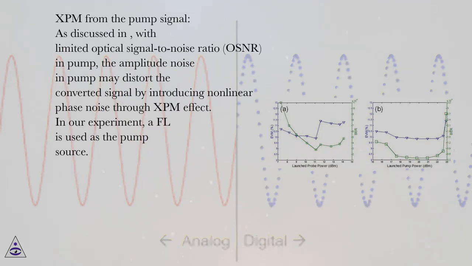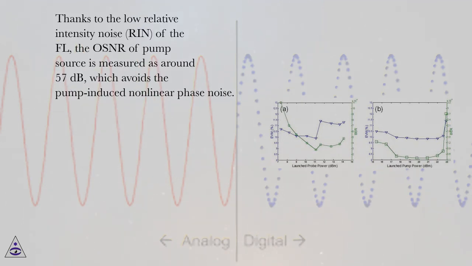XPM from the pump signal. As discussed, with limited optical signal-to-noise ratio, OSNR, in pump, the amplitude noise in pump may distort the converted signal by introducing nonlinear phase noise through XPM effect. In our experiment, a FL is used as the pump source. Thanks to the low relative intensity noise, RIN, of the FL, the OSNR of pump source is measured as around 57 dB, which avoids the pump-induced nonlinear phase noise.